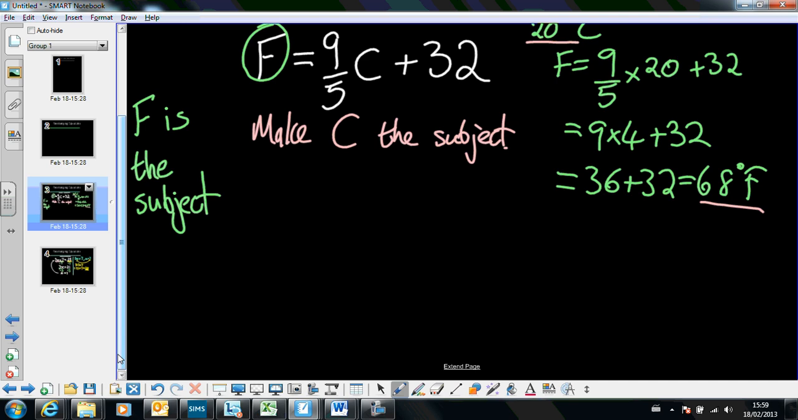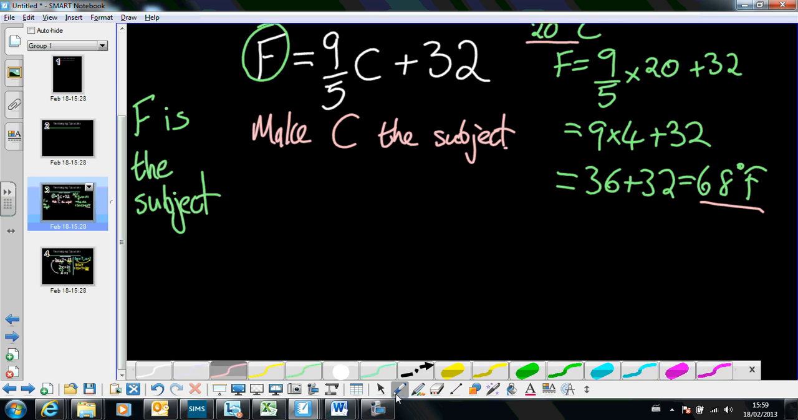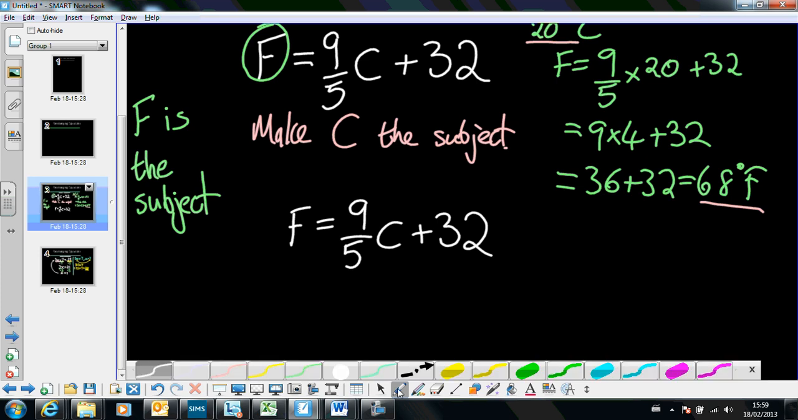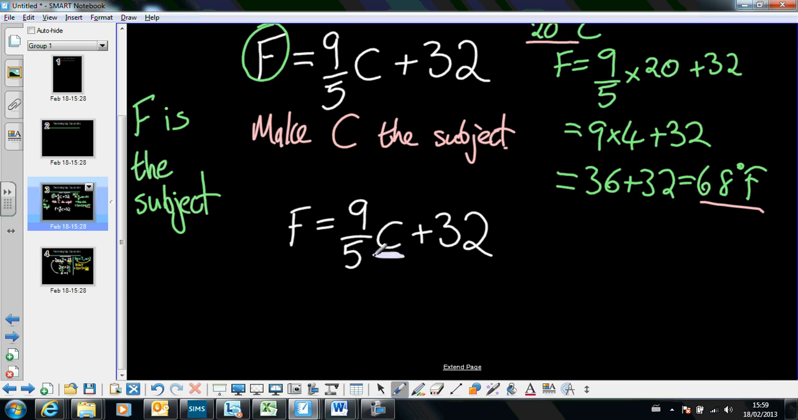So how are we going to go about doing that? We're going to need to use our balance method. As long as we do the same thing to one side as we do to the other, the relationship between F and C doesn't change. So everything I do to the right, I'm going to do to the left. And I'm trying to get, just like when we were solving for X, I'm trying to get C on its own.